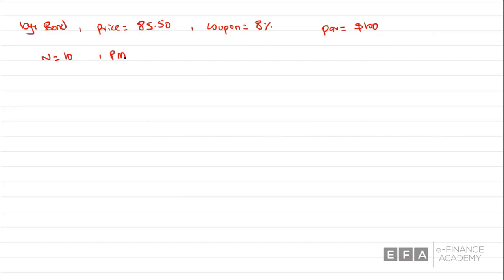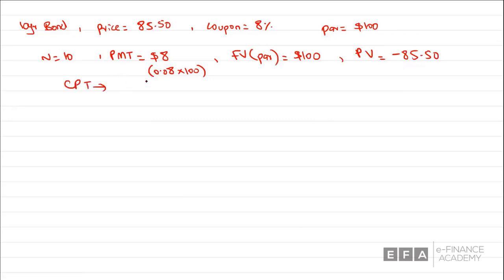Your coupon payment, which is in dollars, would be 8% of the $100, which is $8, 8% of the par value. That's your coupon payment. Your par value, which is your future value, is in this case $100. And you're buying the bond today for 85.5. So the present value would be minus 85.5 because you're buying the bond for this much. And you compute the yield, that would be around 10.4%, which is also called yield to maturity.